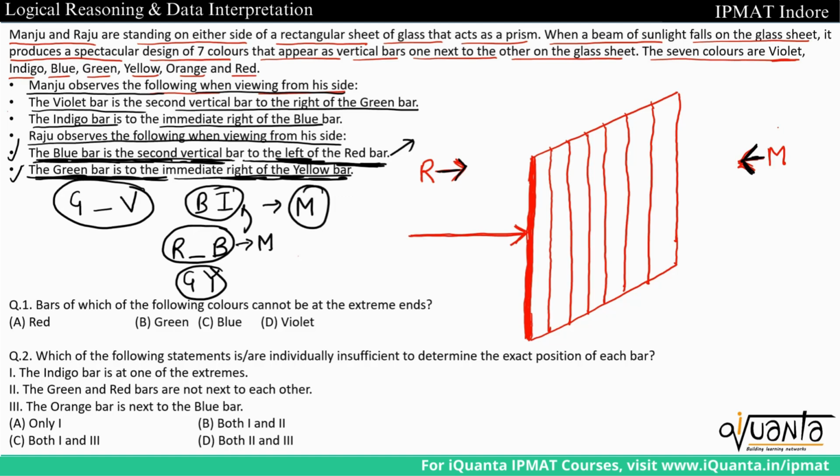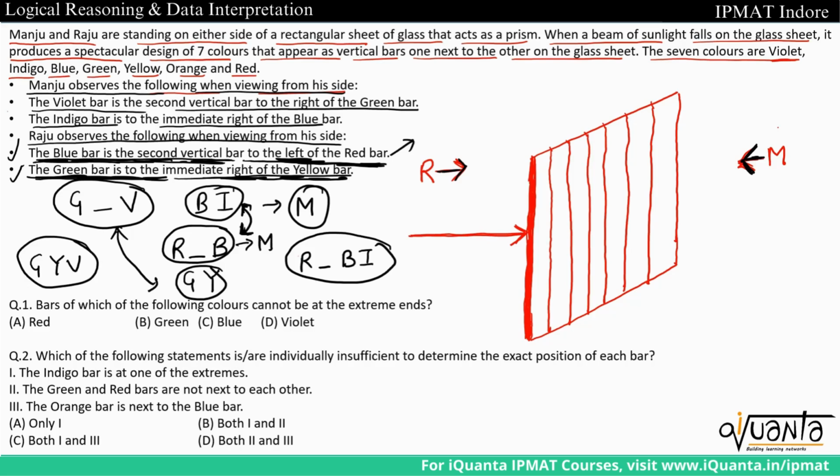Now if we look at these two observations, then blue is common in them. So if I merge these two, I'll be getting R dash BI as one of the arrangements, and if I combine these two, because green is common, I'll be getting GYV. So this is another arrangement. So now we have two groups here, GYV and R dash BI, and this is the observation of Manju.